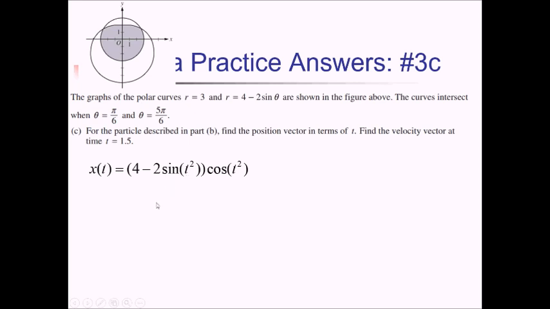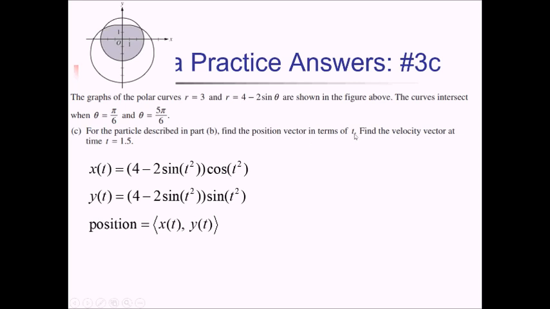And now for y of t, we're doing pretty much the same thing. So we're going to have again the r value, so 4 minus 2 sine of t squared. But this time we're going to multiply by sine of t squared, because it's r sine of theta to get the y value when you're going from polar to rectangular coordinates. Great. So just to make sure that they really understand what I just did here, I'm going to write position vector equals x of t comma y of t. And now there's no ambiguity. This is my position vector in terms of t, which is what they asked for.